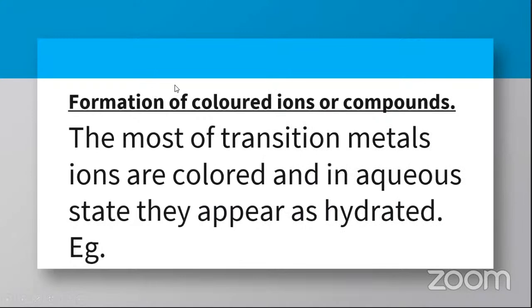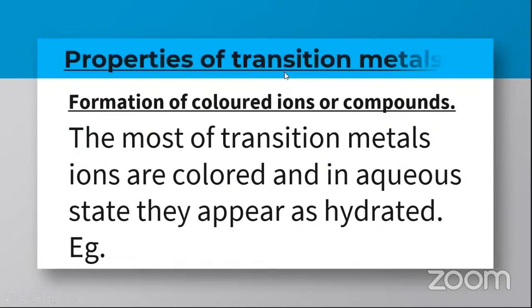So we had looked at some of these properties of transition metals. For many, we had variable oxidation states. We also had formation of catalytic compounds or ions. We also had paramagnetism and so on. So this is just a continuation. Today I want us to look at the formation of colored ions or compounds.